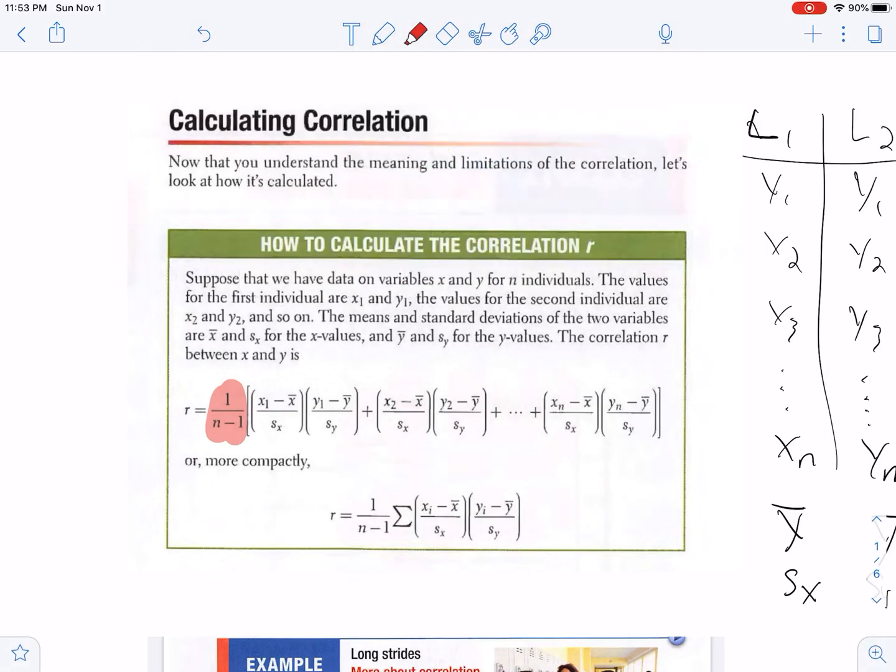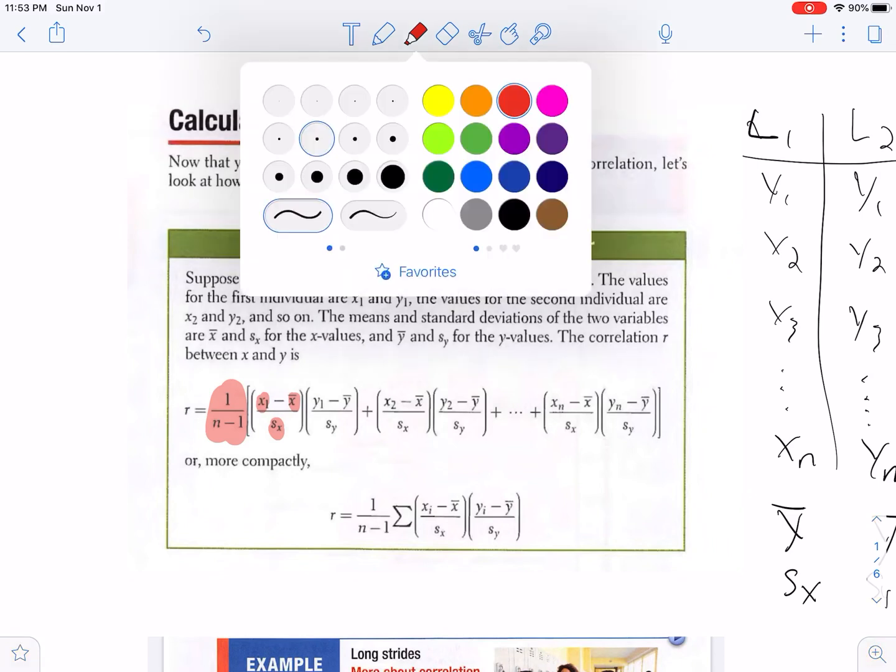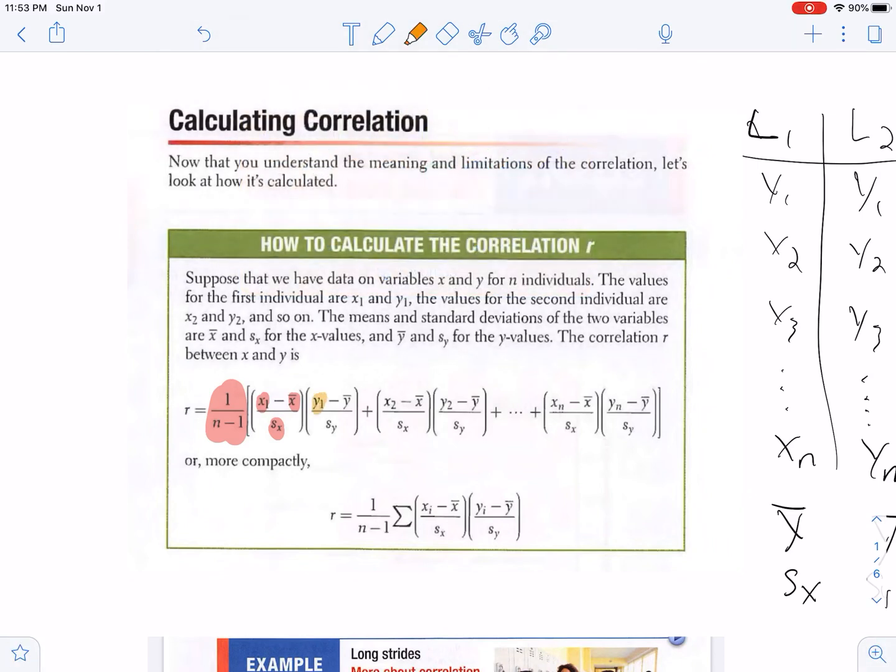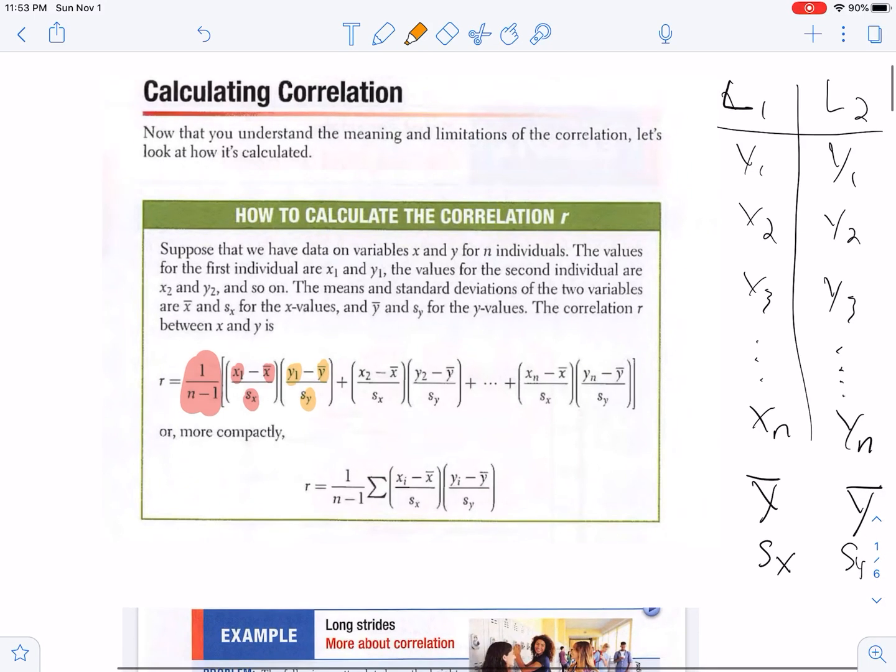So I take x1 minus the x mean divided by the x standard deviation. Then I do y1 minus the y mean divided by the y standard deviation. Now these have to be x1 and y1, and I multiply them together. Then I do it with x2, the x mean and the x standard deviation, and y2 with the y mean and the y standard deviation. Multiply those together, and add it to my previous step, and so on and so forth, which gives us the formula for correlation. We see it is a little bit of a mess to calculate.